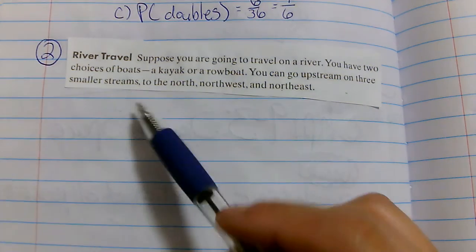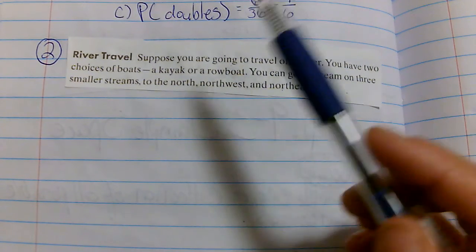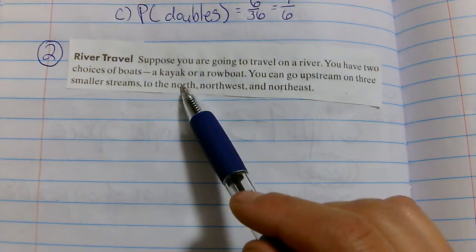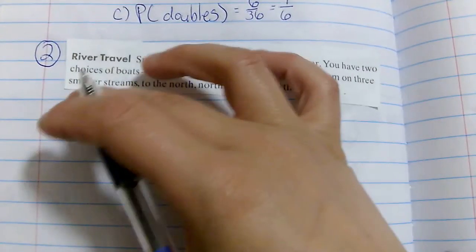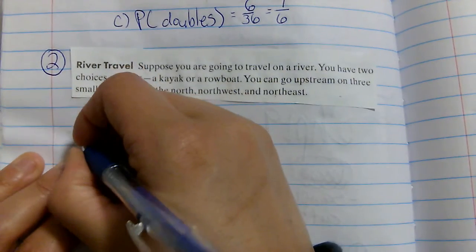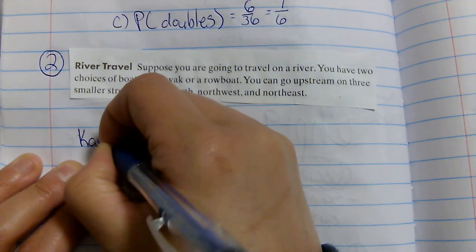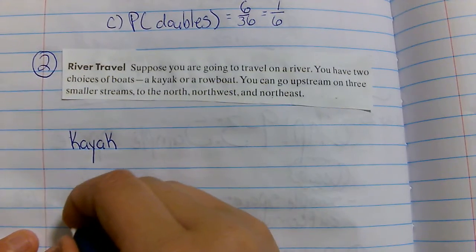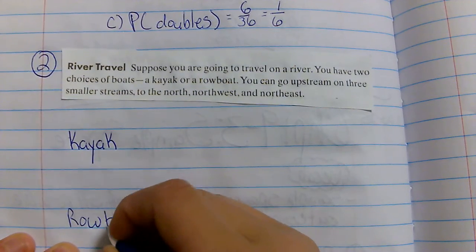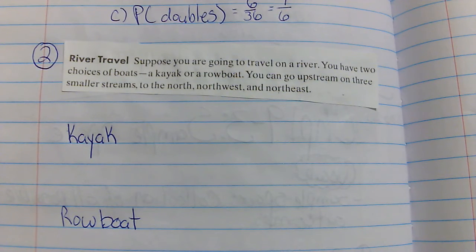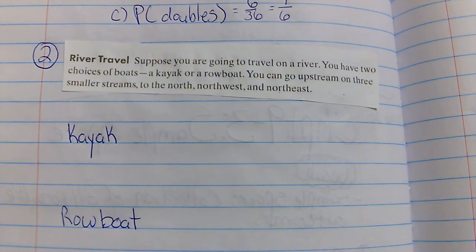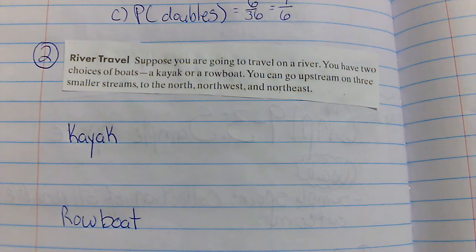So let's see. Suppose you're going to travel on a river. You have 2 choices of boats, a kayak or a rowboat. Alright, so I'm going to write those, and I'm going to give myself a little bit of room when I do this. So I'm going to write kayak and rowboat. You can go upstream on 3 smaller streams to the north, northwest, and northeast.